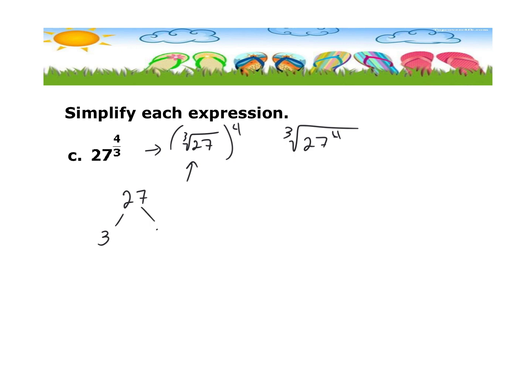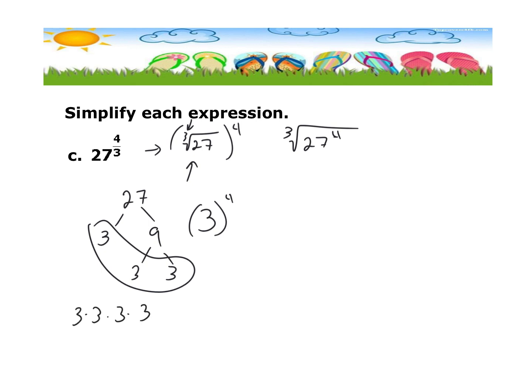You do 3 and 9, 3 and 3. Because the index is 3, we're looking for 3 of the same. Here we have them. So I have 3 to the 4th power. Now it's going to be 3 times 3 times 3 times 3, 9 times 9. So we're going to get 81 as our final answer for C.